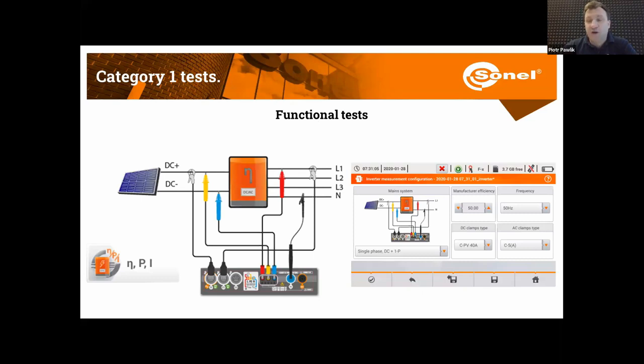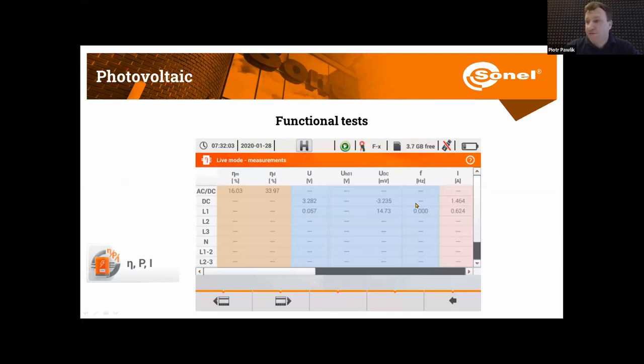And now we can move to functional tests. Again, we need to turn on our photovoltaic installations and perform the tests to make sure that the operation of the system is correct. For example, here we can check the efficiency of the system. We can select if it's a three-phase system or a single-phase system on the AC side. And we are going to connect to the DC side and the AC side, and check different values.